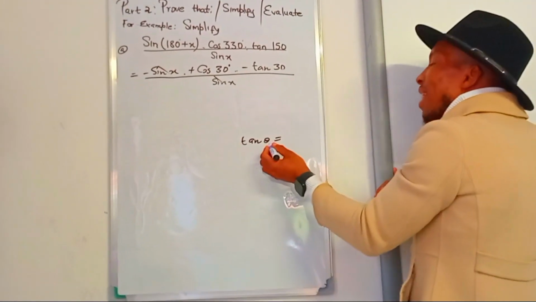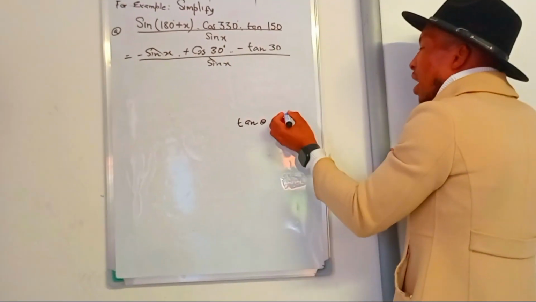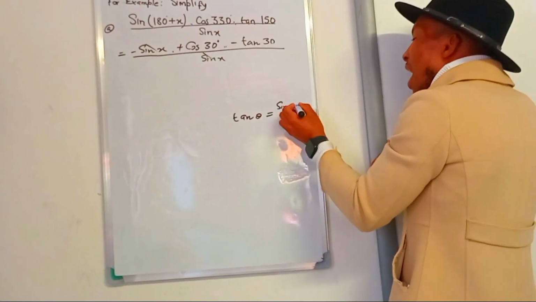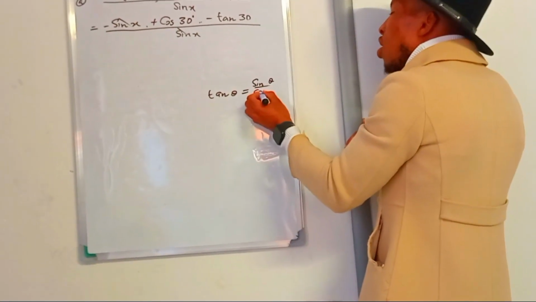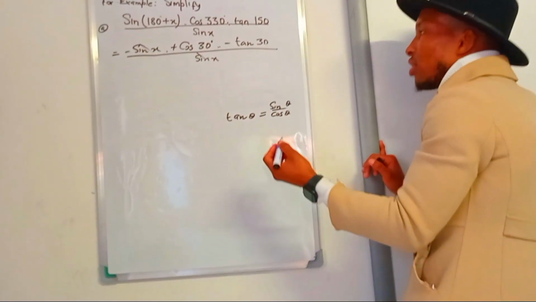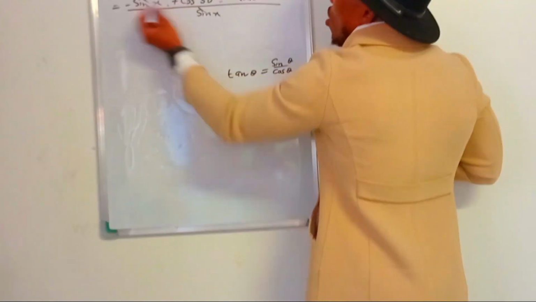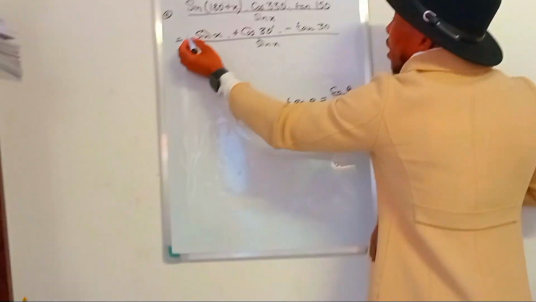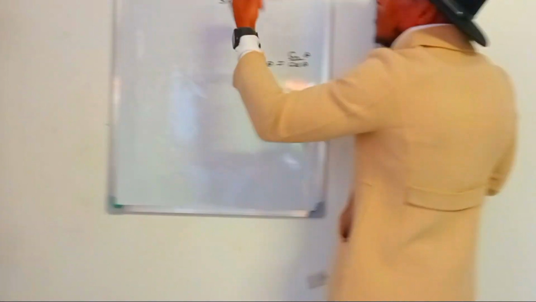theta, and theta is an acute angle, this is going to be equal to what? Sine theta over cos theta. Always. All right. Therefore, as you see here, we just have negative times negative. Negative times negative is going to give you what? Positive.